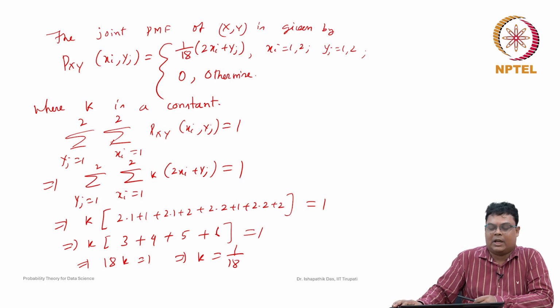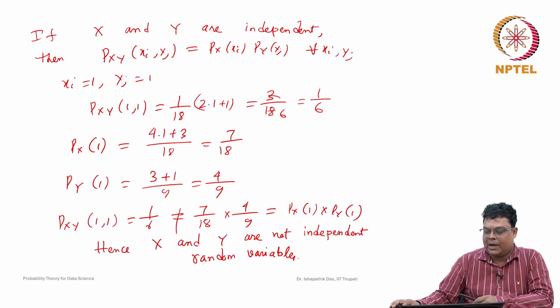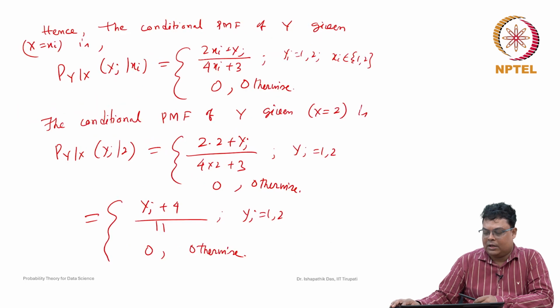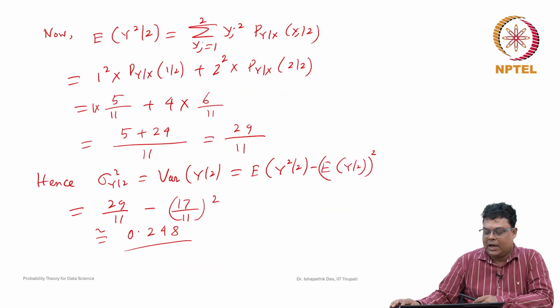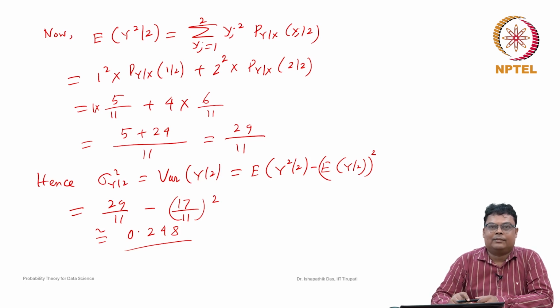With respect to that, you can only find conditional mean and conditional variance. So here this question we completed: compute the conditional mean and conditional variance of y given x equal to 2. That conditional mean we have found, I think it is 17 by 11, and the conditional variance is coming like 29 by 11 minus 17 by 11 whole square. This is approximately 0.248. So we completed this discrete part to find conditional mean and conditional variance.